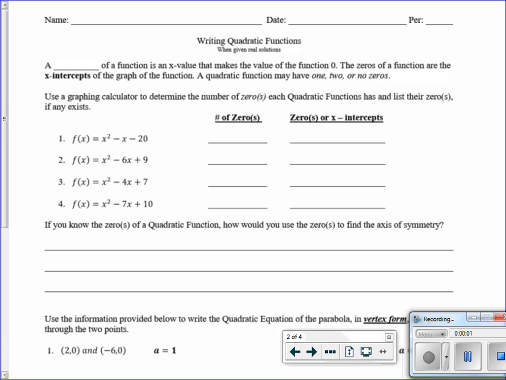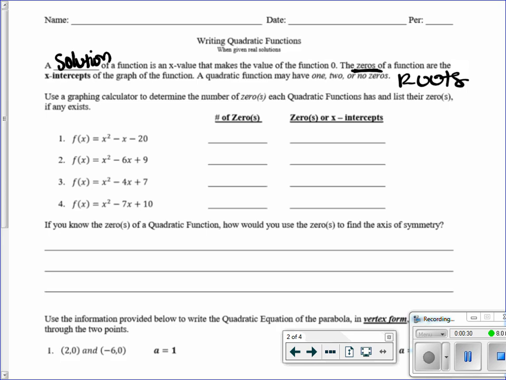Okay, we're going to write quadratic functions today when we're given solutions. So first, let's go back and talk about what solutions are. A solution of a function is an x value that makes the value of the function 0. That is also called our zeros. And can anyone remember the third option we call it? Roots. All of that is our x-intercepts.